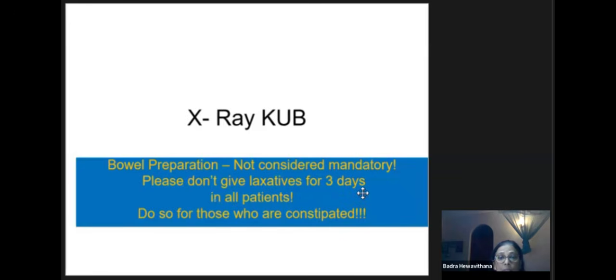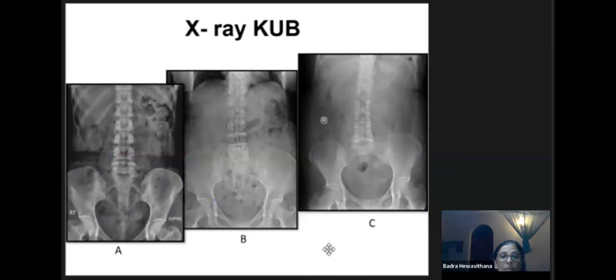Prepare them accordingly. Because a patient with a renal colic, in my opinion, can't. If I have a renal colic, I can't wait for 3 days for preparation. I don't know how we all manage. Anyway, I have posed you 3 X-ray KUBs. Which one would you like? A, B, or C?